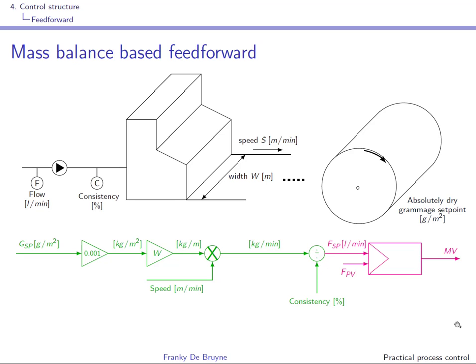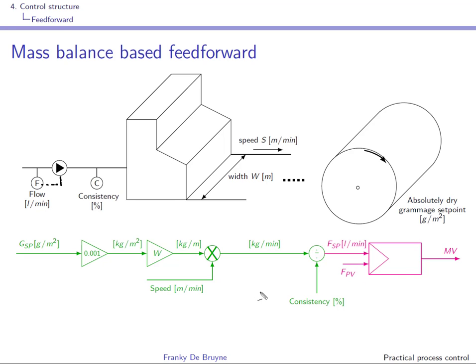Once the stock flow has been pre-computed, you can use it as a set point for a local stock flow controller. So you can use a controller here to make sure that this stock flow set point is followed by the actual PV.